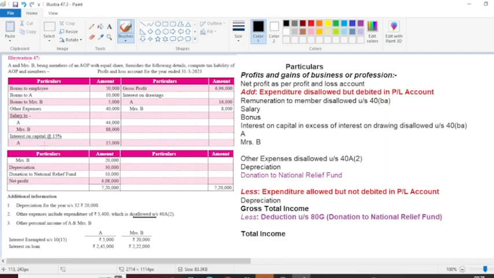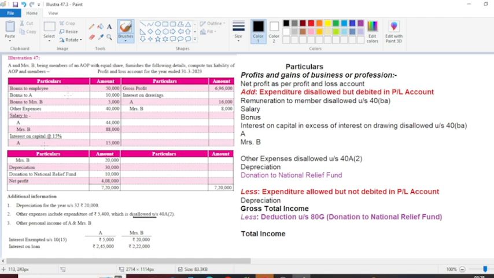Illustration 47. Mr. A and Mrs. B are members of an AOP with equal shares, furnishing the following details. Compute the tax liabilities of the association of persons and the members. This is the P&L account of the AOP for the year ended 31st July 2023.